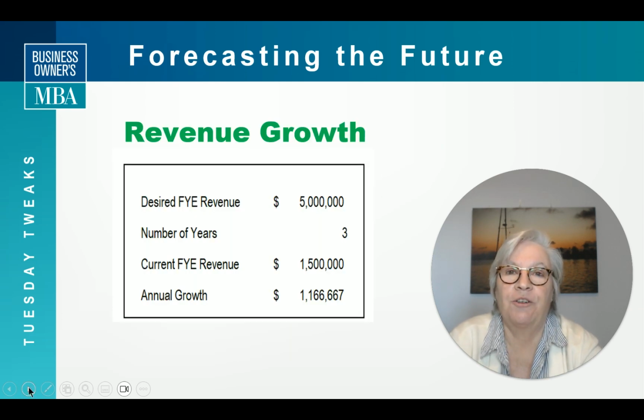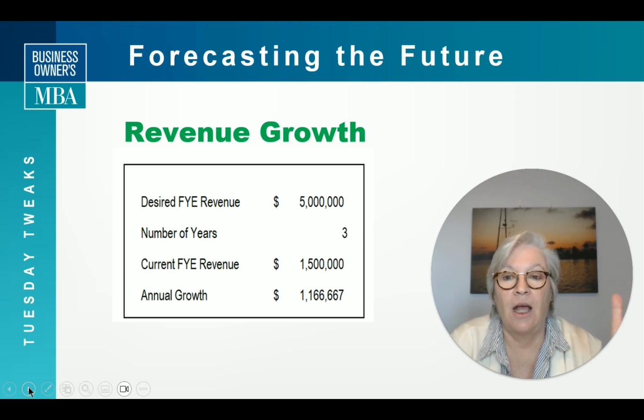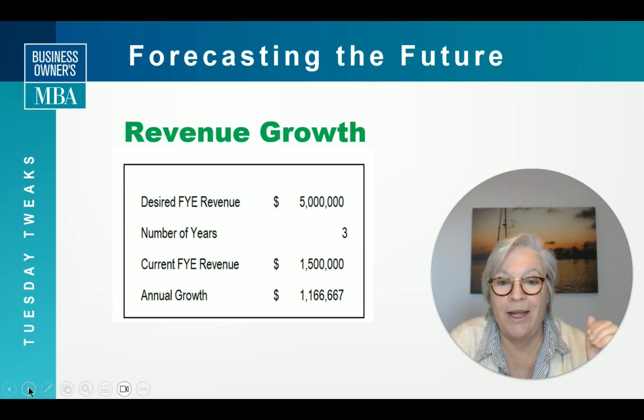So reverse engineering. Let's assume that we're going to start with revenue growth. Let's say in 3 years, I want to be at $5 million. So you can see from the chart, $5 million is the desired fiscal year end revenue in 3 years, and our current revenue is $1.5 million. So that means annual growth of 1.166 or $1.1 million or $1.2 million.